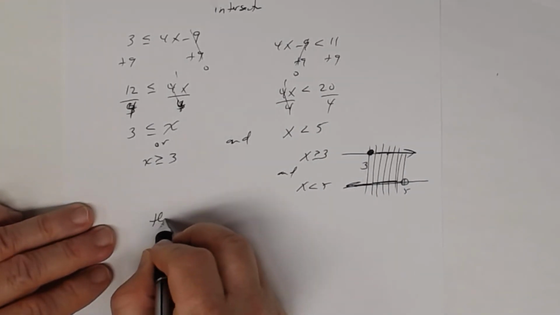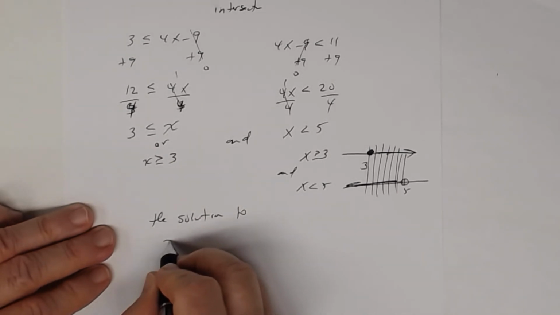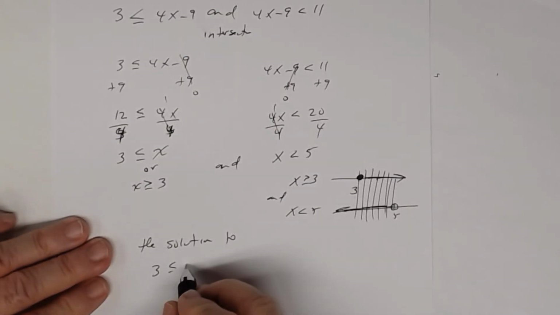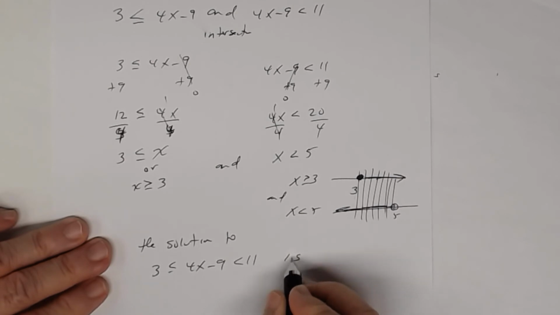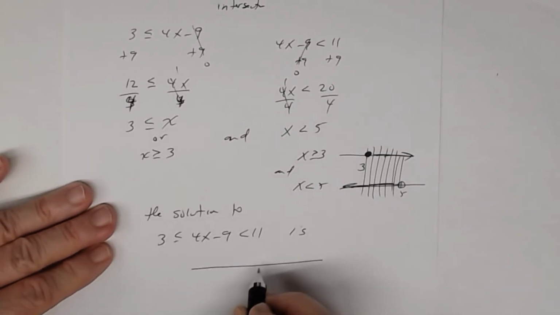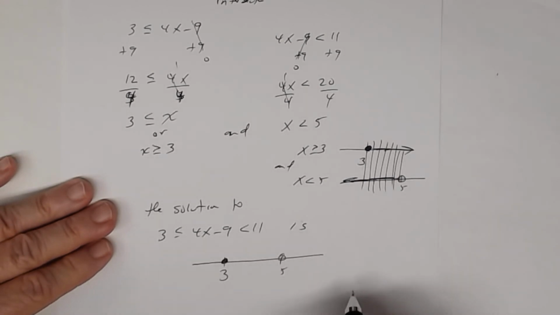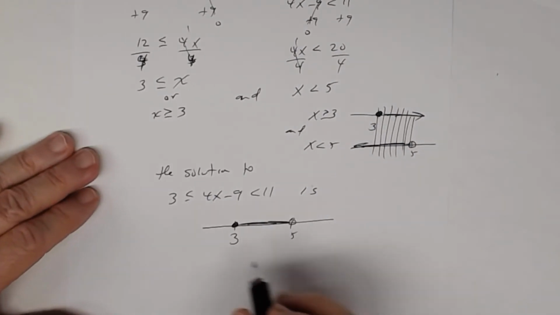So you're going to say the solutions to, always rewrite the original problem. So 3 is less than or equal to 4x minus 9 is less than 11 is, and then you're going to say 3 to 5. So 3, 5, closed circle on 3, open circle on 5, and shade in every number between them. So there's the graph.